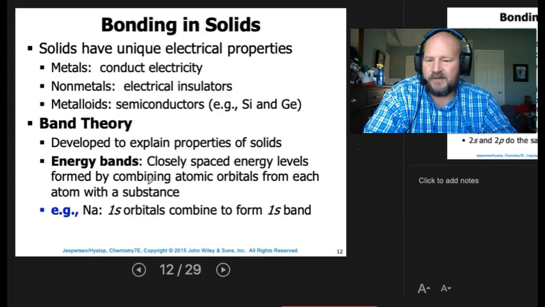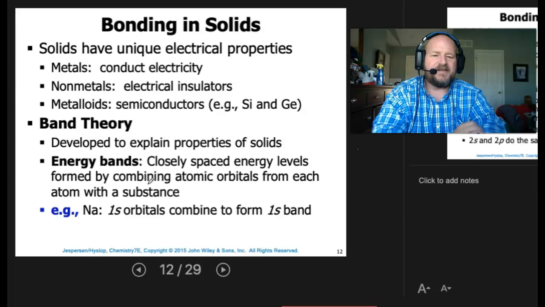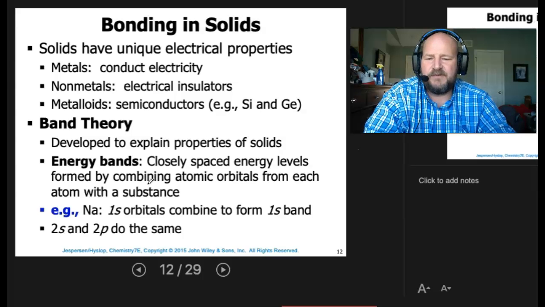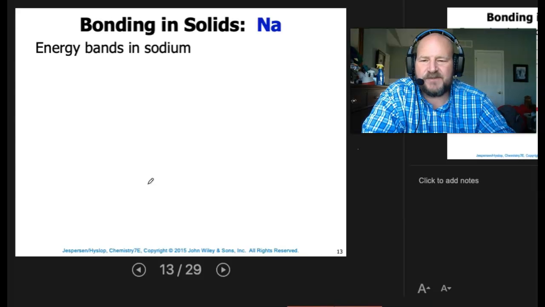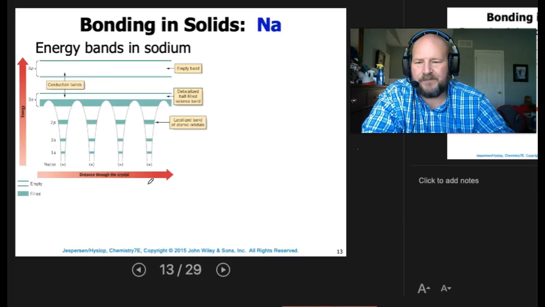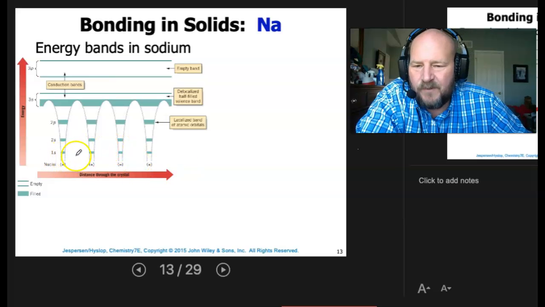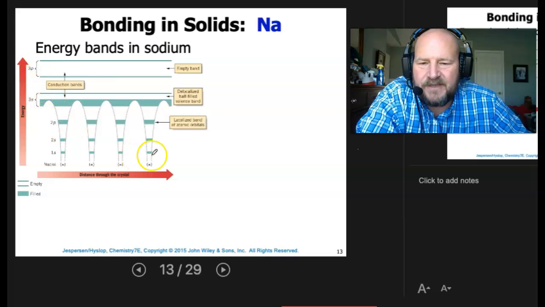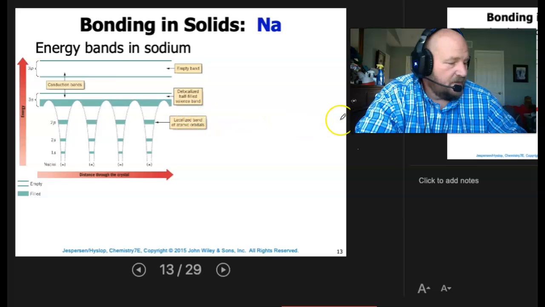An example here would be sodium. It's got 1s orbitals that combine to form a 1s band. The 2s and the 2p would do the same. So, bonding in solids for sodium, the energy bands in sodium. If we look at our orbitals here, we have the 1s, the 2s, the 2p, the 3s, and the 3p. And here we can see we have a localized band.